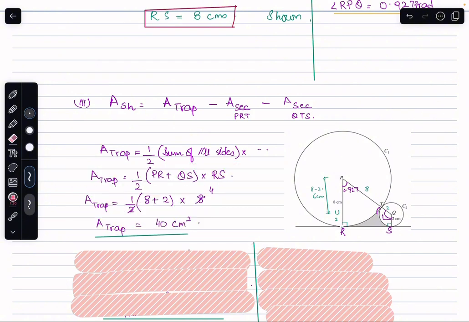Area of trapezium shall be equal to 1 by 2 into the sum of parallel sides. The parallel sides are PR and QS. That means it should be 8 plus 2, times RS, which is going to be 8 centimeters. Solving it, I am getting the area of trapezium, which equals 40 centimeter square.